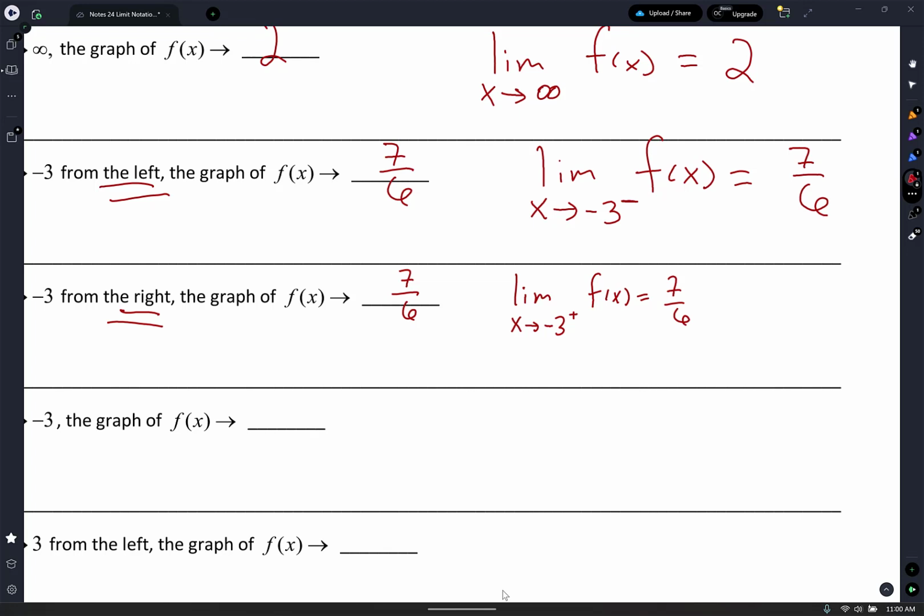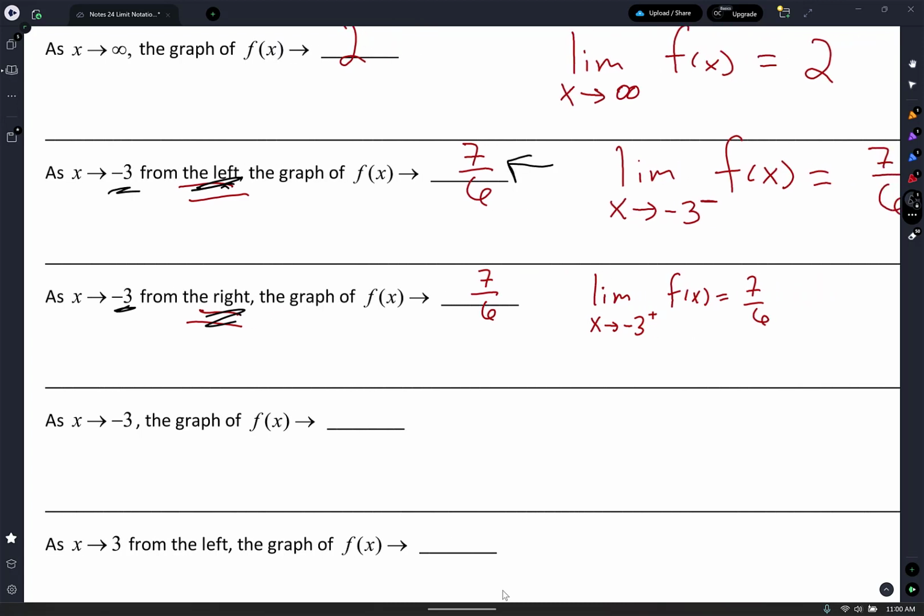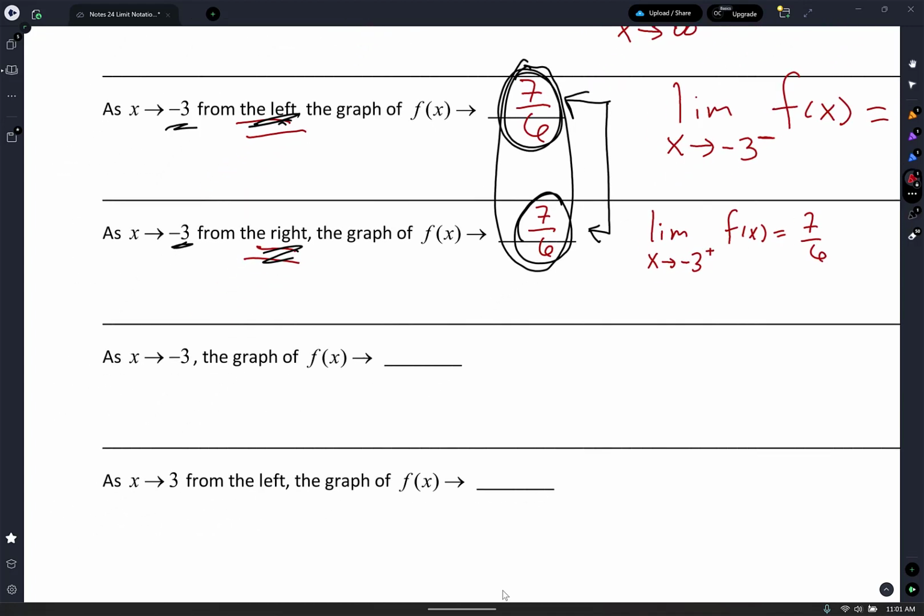Okay, let me tell you what she's talking about. You see how on these two situations I'm approaching from the left and the right, but I'm approaching the same number? If you approach the same y value, the limit exists, and the limit is just that number. But here's the Lindsay Lohan. If this were approaching 7/6 and the one on the right was approaching a different number than 7/6, then they wouldn't match. And because they do not match, then you would say the limit does not exist. That's the Lindsay Lohan deal. Does that make sense?